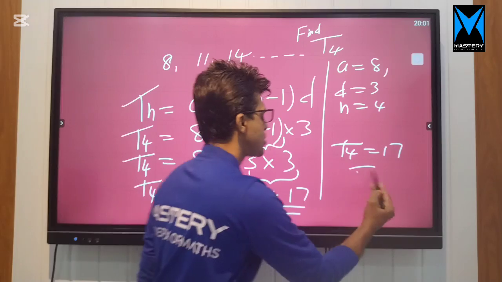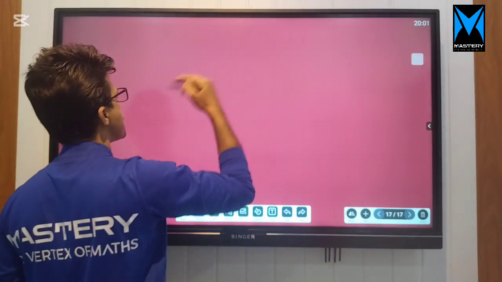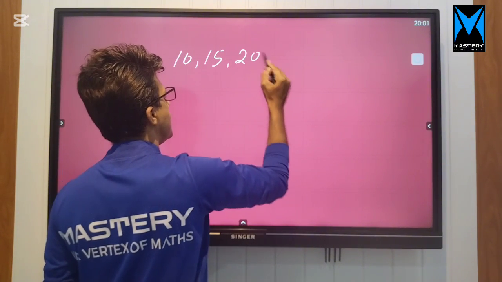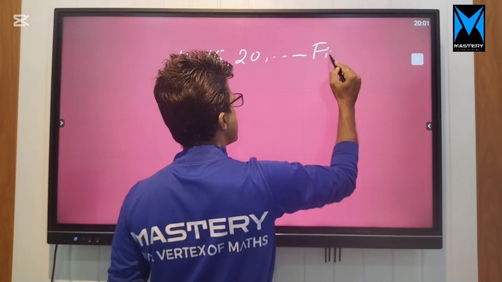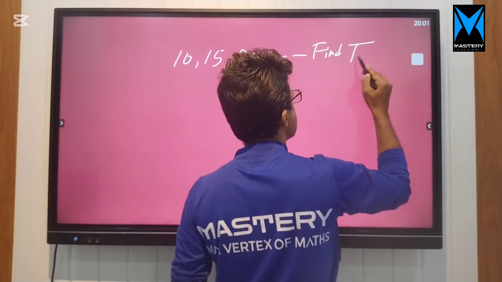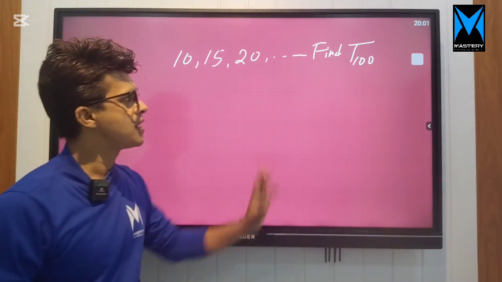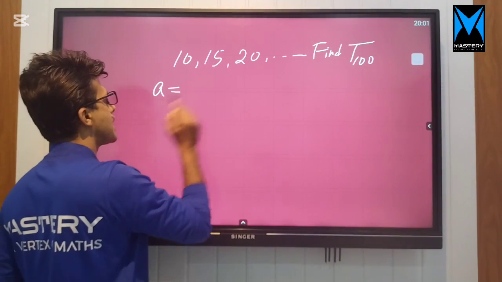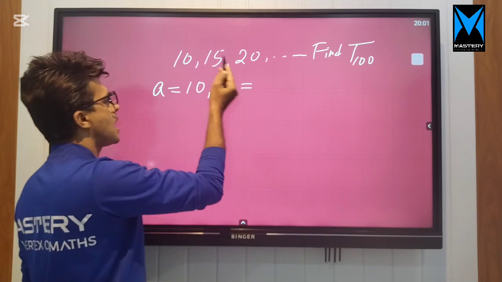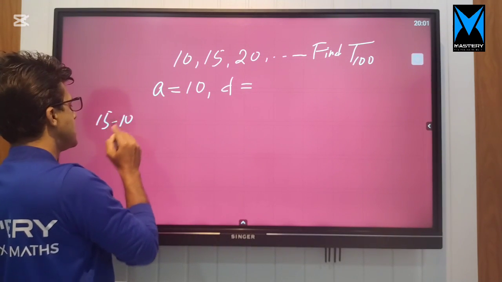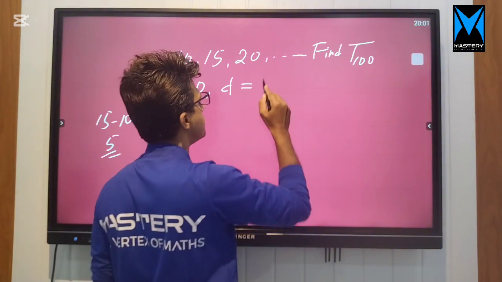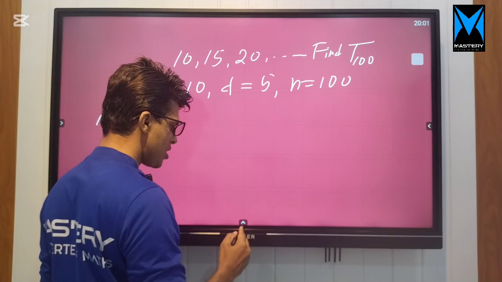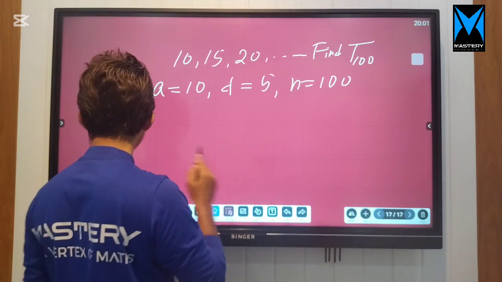T4 equals 17. So when you are given this type of question, how do you do it? Say the sequence 10, 15, 20, and so on. You need to find T100. How can you get T100? T100 means the 100th term. Firstly you need to write that a equals 10. Afterwards d is 15 minus 10, which is 5. So d equals 5. Afterwards n equals 100.